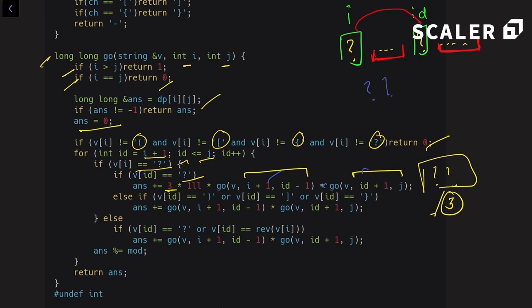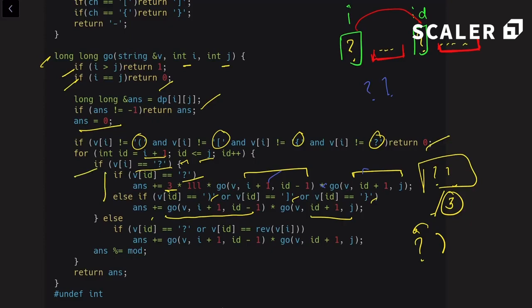Because we have 2 question marks, right? Now if we don't have a question mark, we'll have a closing bracket which we can use. So in case of a closing bracket, we can recur for i plus 1 to id minus 1 and id plus 1 to j, and we won't get 3 ways here because I know our closing bracket is some character. So our opening bracket should be that same character only. That's why we are not multiplying by 3 here, right? If my vi is equal to question mark, then we have covered the cases.